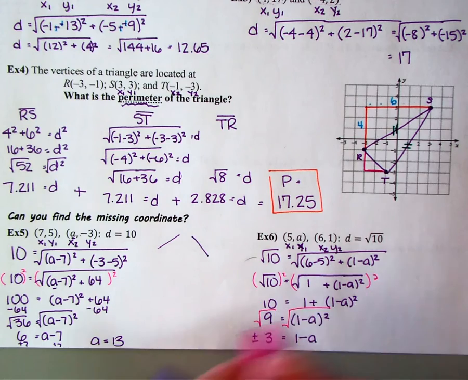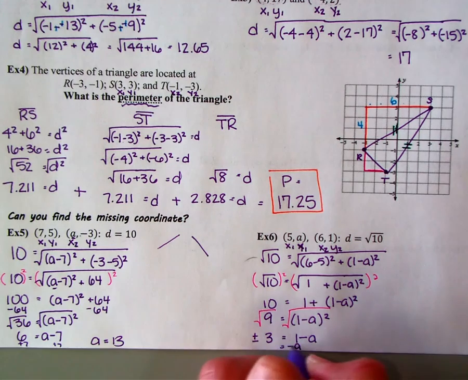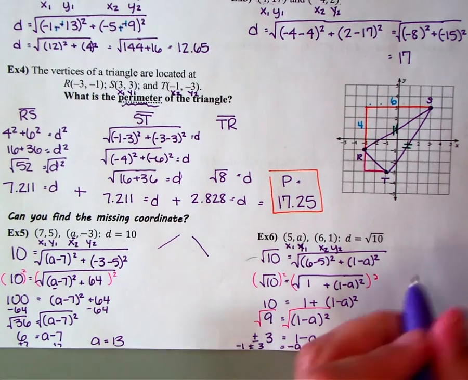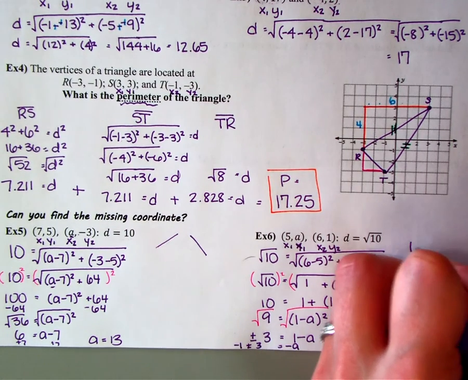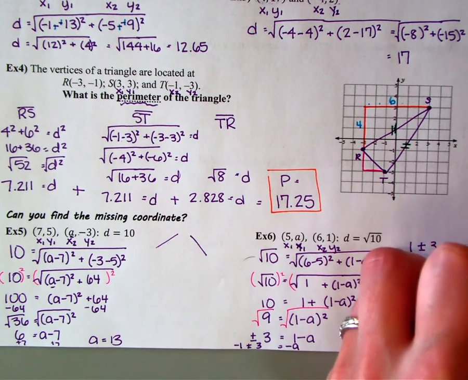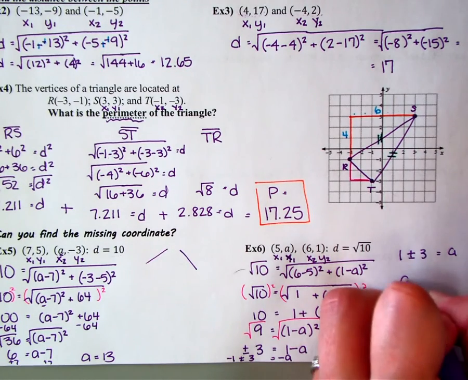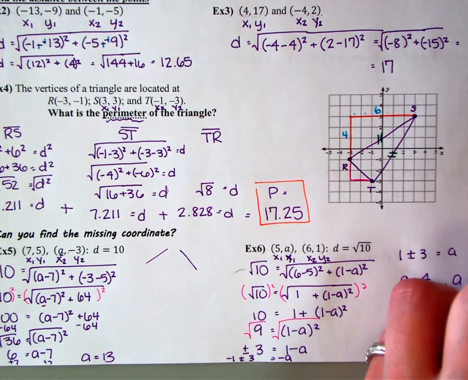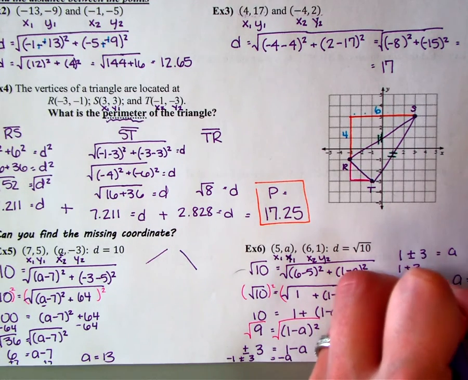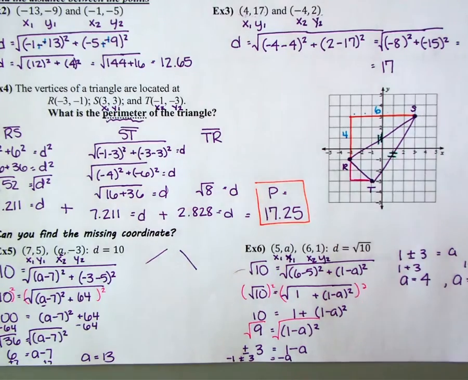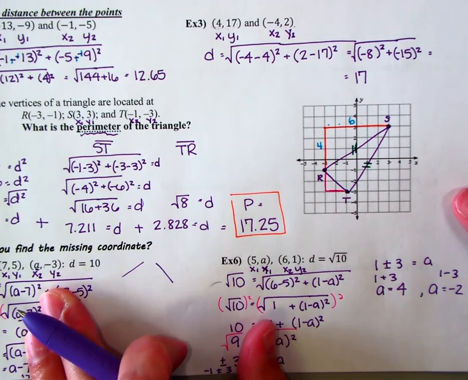Square root. And so we find that negative a is minus 1 plus or minus 3. And then to get that a positive, we'll divide everything by a negative 1. So we've got 1, still plus or minus 3, equals our a. So that means my two a values: a could be 4 and a could be negative 2. And you can go back and check and see if both of those values work. So it's pretty cool.